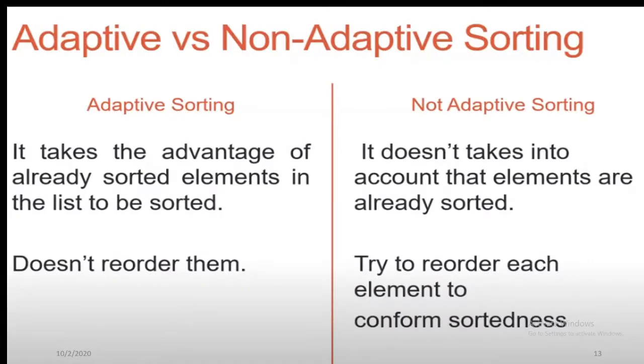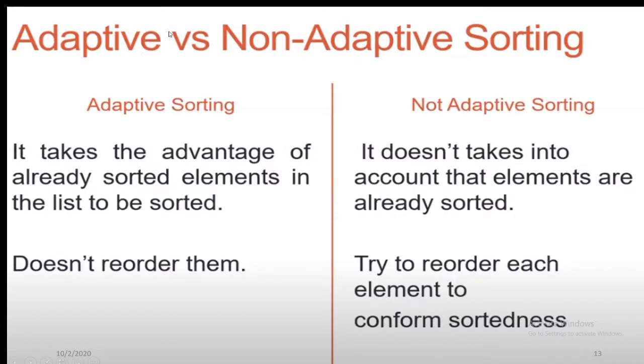Let's see the next one: adaptive versus non-adaptive sorting algorithms. Adaptivity means it will adapt. It takes advantage of already sorted elements in the list to be sorted. That means it will take the sorted elements and doesn't reorder them, it will adapt itself. While in non-adaptive, it will not take into account that elements are already sorted.